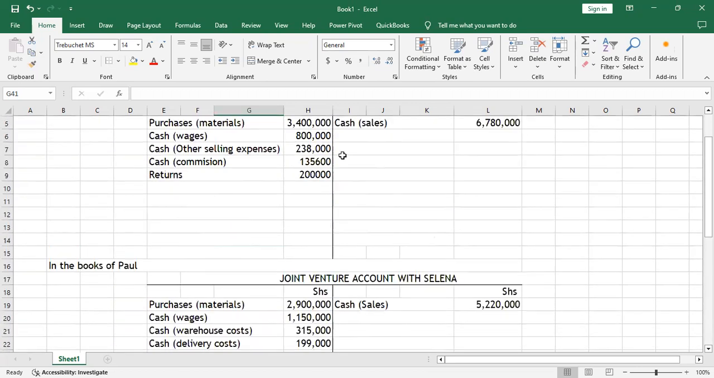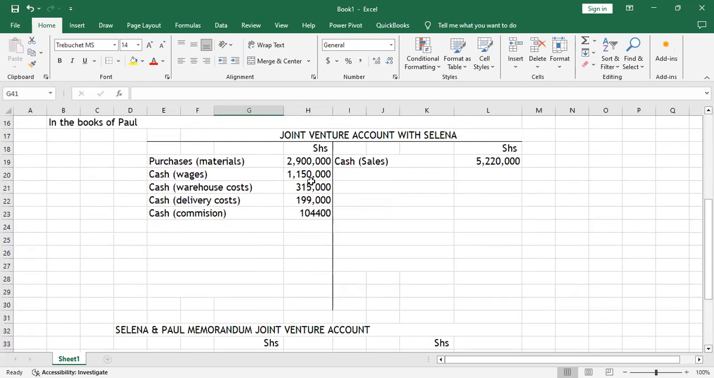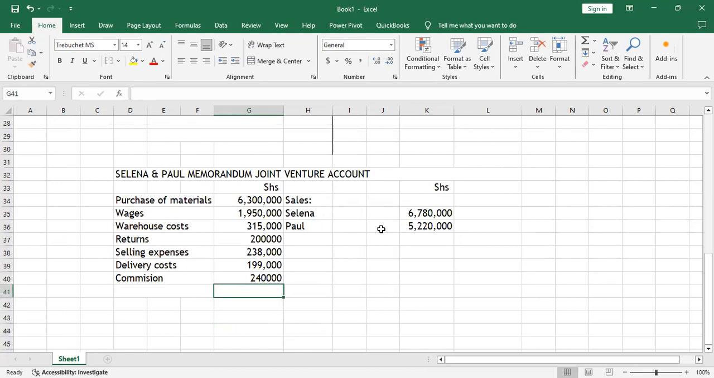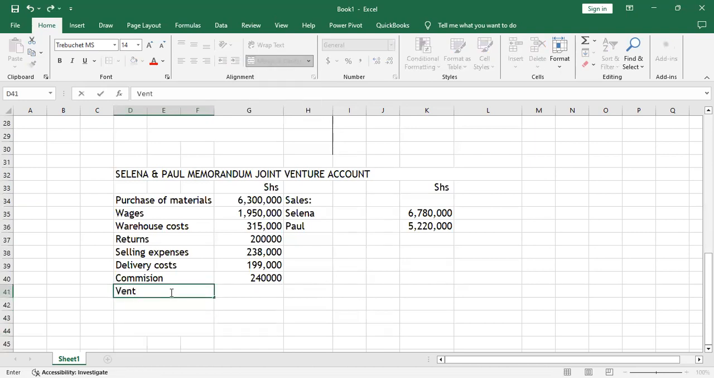How many entries do we have on the debit? 1, 2, 3, 4, 5. Okay. So that's what we have. On the credit, we only have the sales. Now we have to find out the venture profits. Let us try to find out the profits. How much profits have they made? Venture profits.